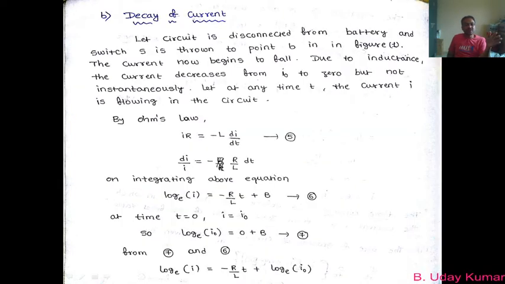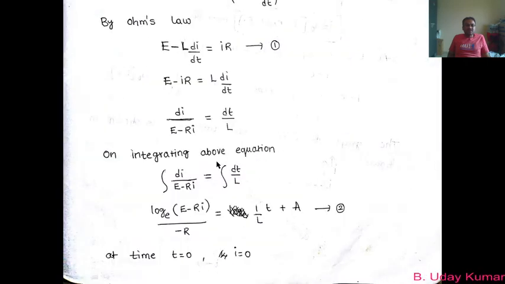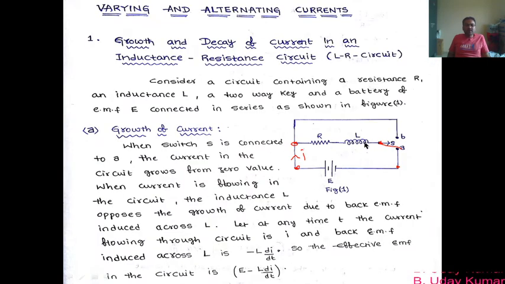Now let us move on to the second part of the same topic, which is decay of current. We understood the growth of current. So this is growth of current, right? When switch S is connected to A, because of this source, the current starts increasing. Let us assume that once the current reaches its maximum value, the switch S is disconnected from A and connected to B. This is the case that we are going to study now.